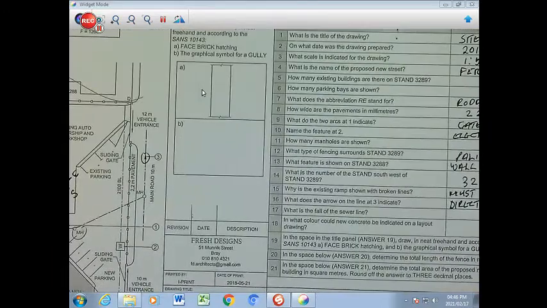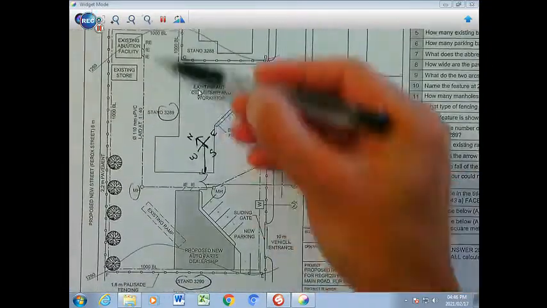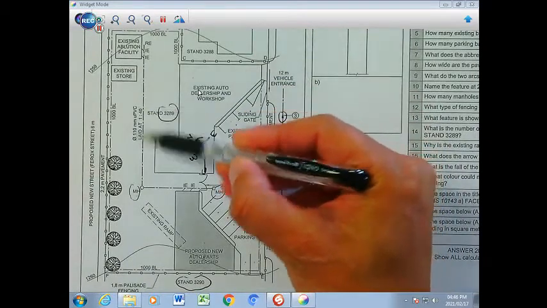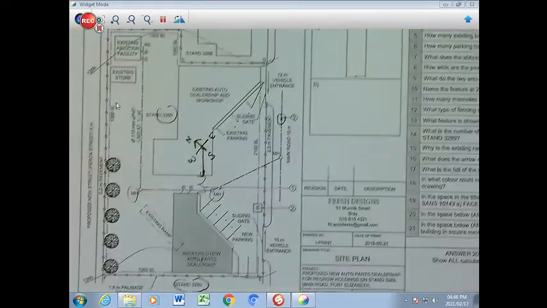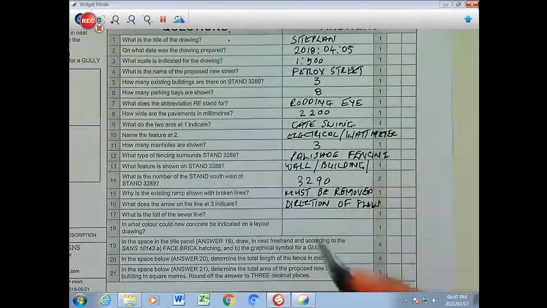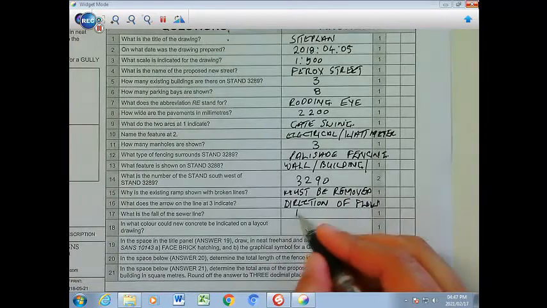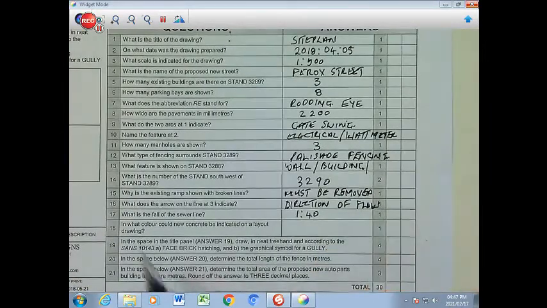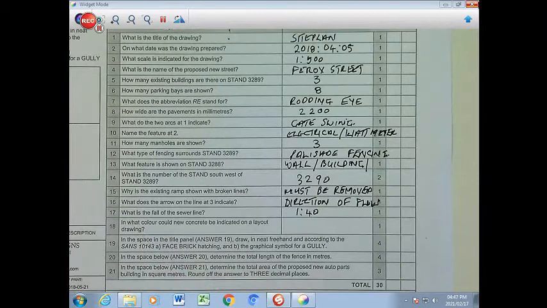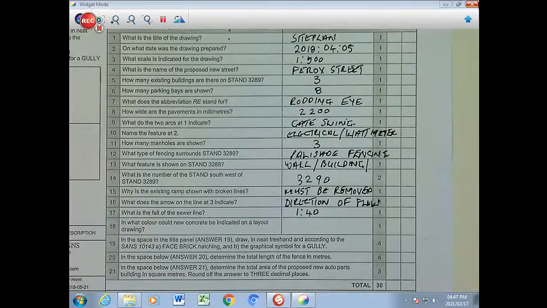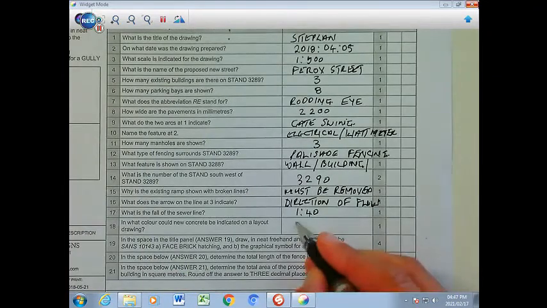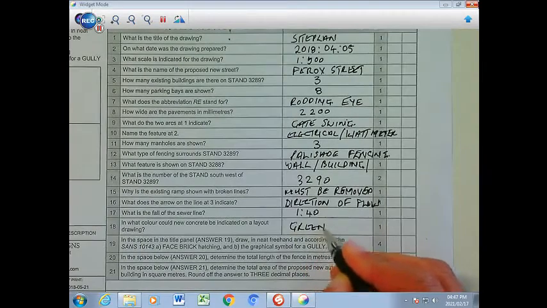17. What is the fall of the sewer line? We're going to go back to the sewer line. We scan around. You'll see there it is laid at 1:40. And that is the fall. 1:40. That's the angle that it lays underground, so that it flows from one point to another. So 1:40. The next one, number 18, the color for new concrete, and that without a doubt would be green according to your previous notes.